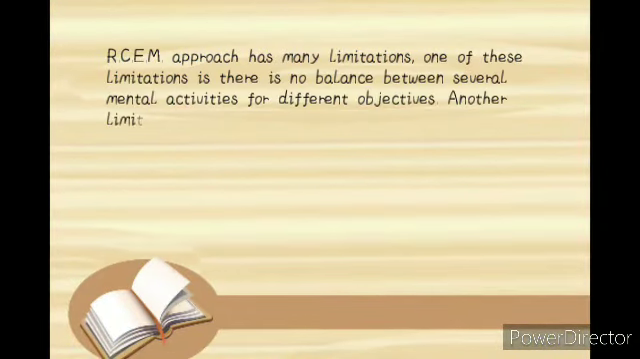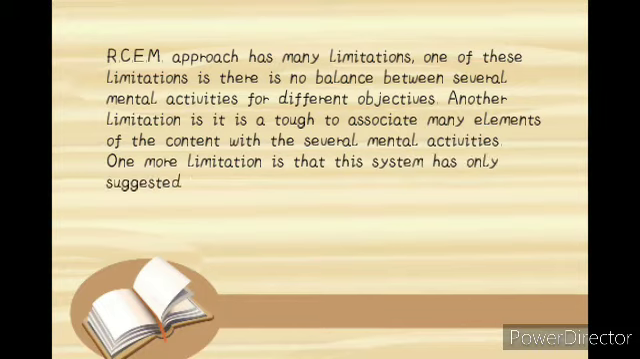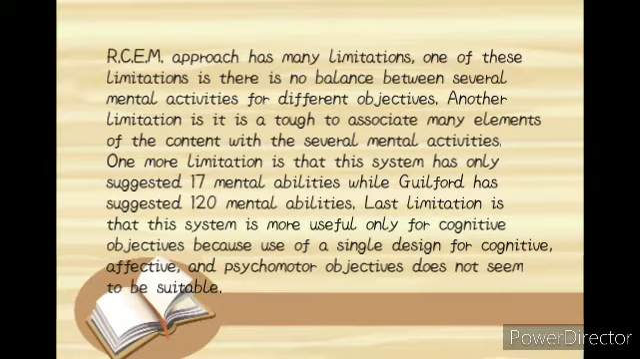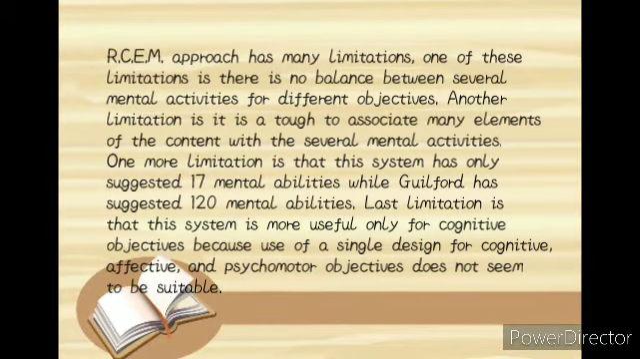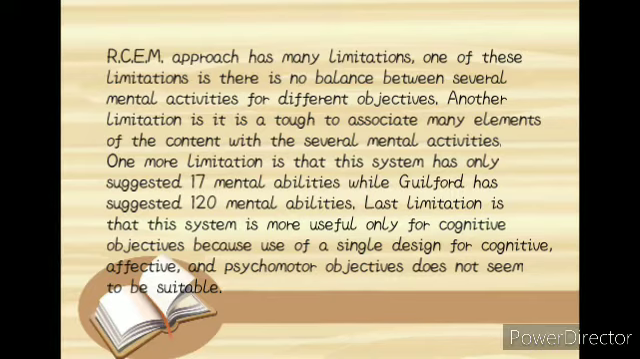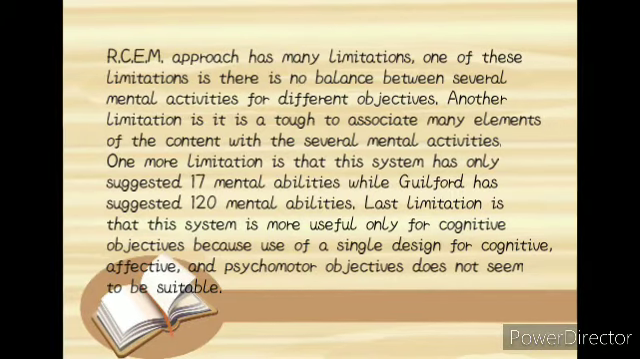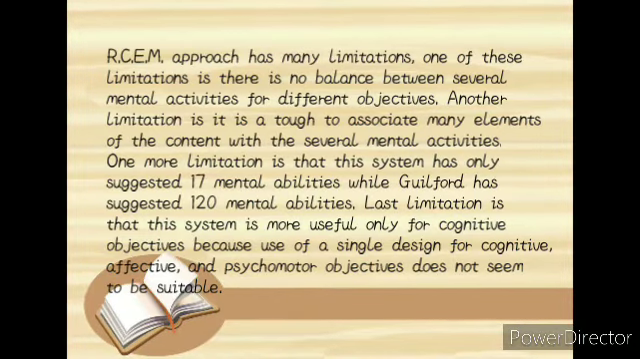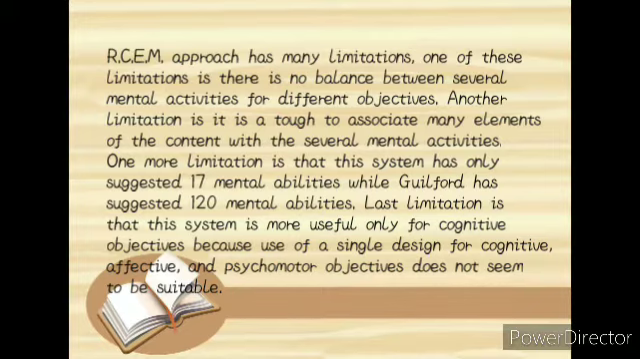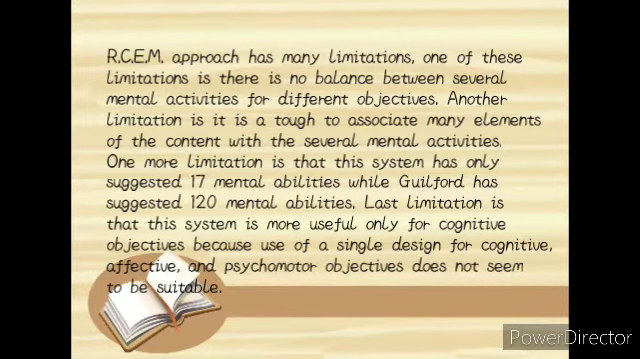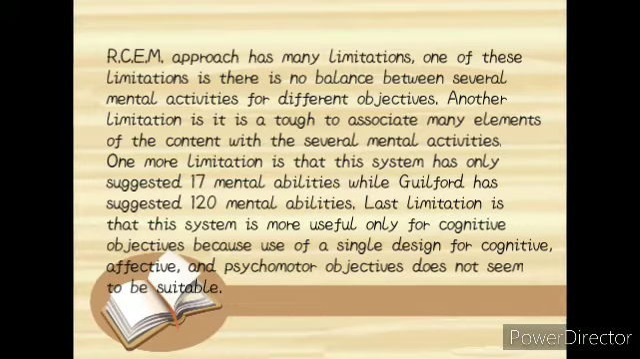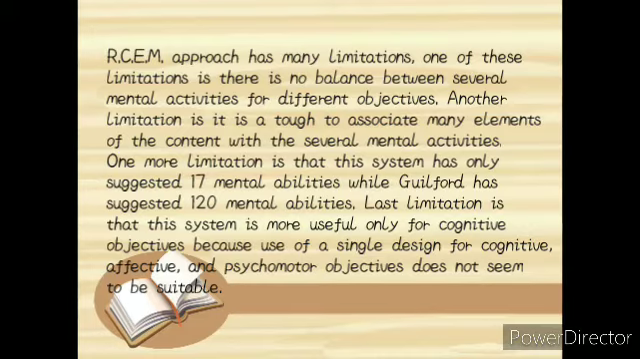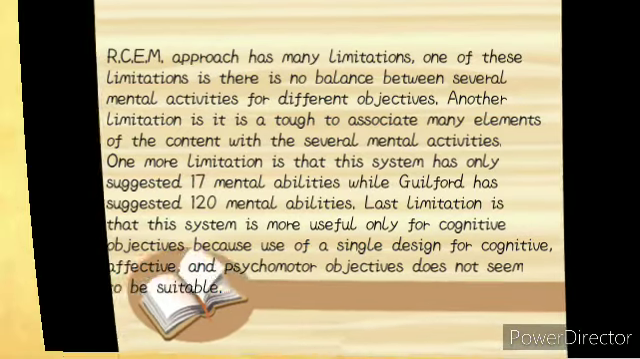The R.C.E.M approach has many limitations. One of these limitations is that there is no balance between several mental activities for different objectives. Another limitation is that it is tough to associate many elements of the content with the several mental activities. One more limitation is that this system has only suggested 17 mental abilities while Guilford has suggested 120 mental abilities. The last limitation is that this system is more useful only for cognitive objectives because use of a single design for cognitive, affective, and psychomotor objectives does not seem to be suitable.